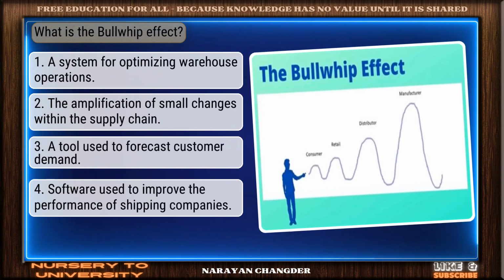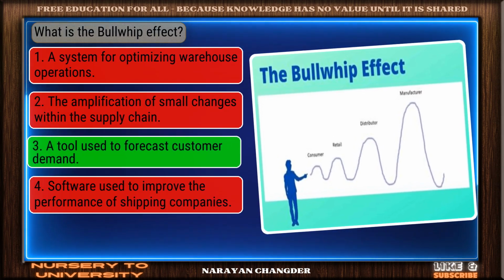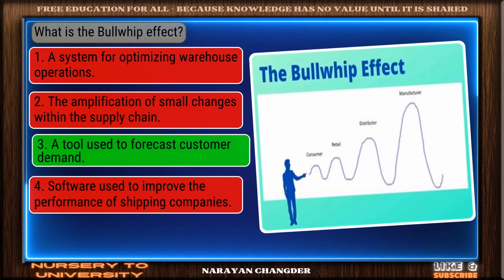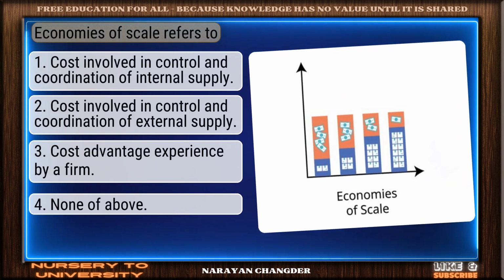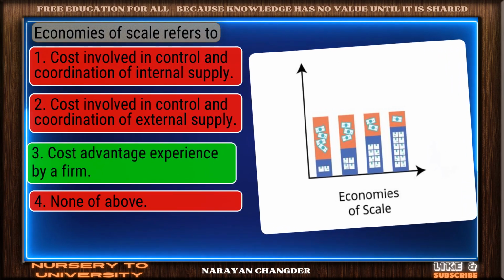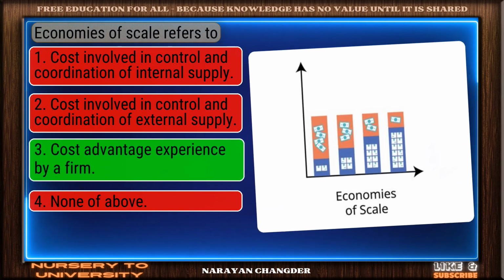What is the bullwhip effect? Correct response. A tool used to forecast customer demand is the most accurate answer. Economies of scale refers to. Well done. Cost advantage experienced by a firm is the right choice.